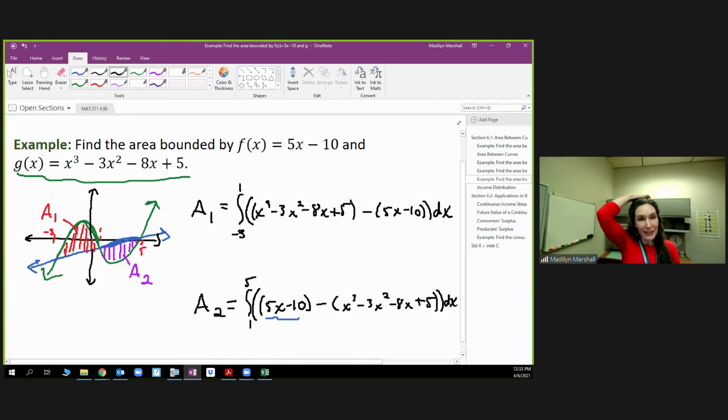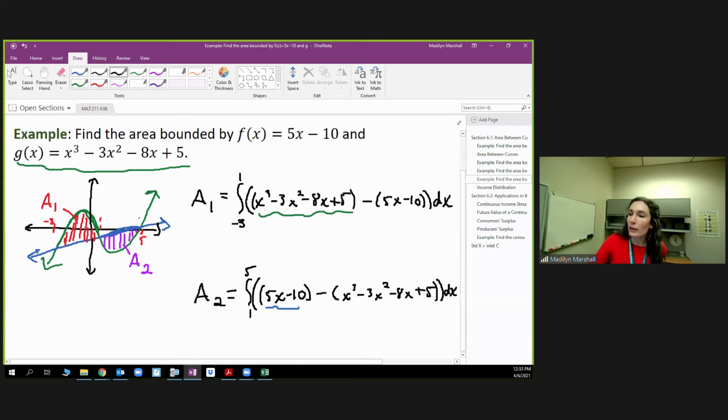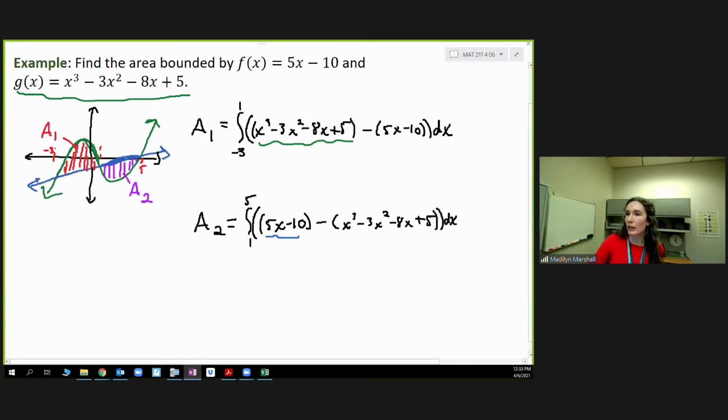So in this situation where our two curves bound more than one part, we have to look at each of those parts separately because they have different ways of calculating the height at any part of that area. So we do have to be super careful. G is on top for that A1 and F is on top for the A2. So our total area, which is what this question is really looking for, would just be each of those added together.